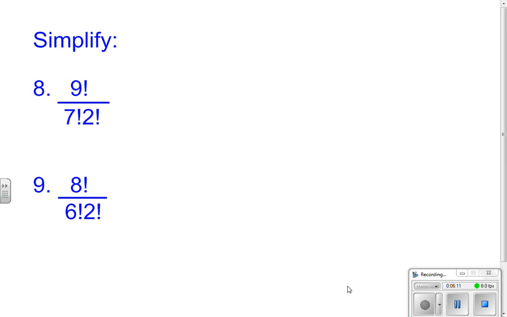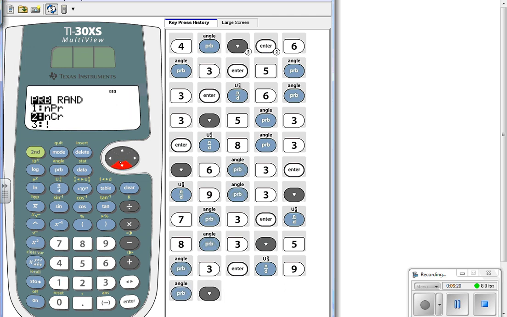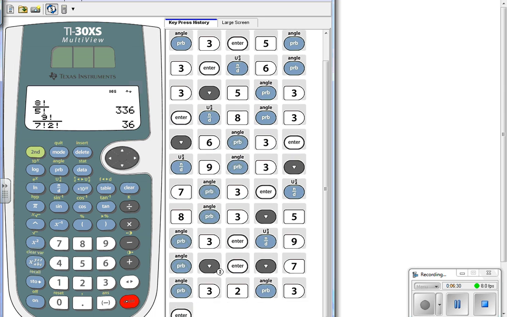They can get a little tricky. If you take a look at number 8, they put 2 things in the denominator. That's okay. We're going to put it in the same way we saw it before. So a 9 factorial on the top, and on the bottom, I'm going to put a 7 factorial first, and then I'm going to just put a 2 factorial behind it. I get 36. You can put it in the same way you see it.